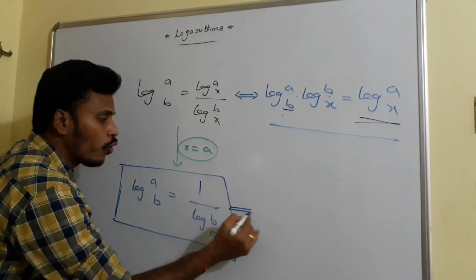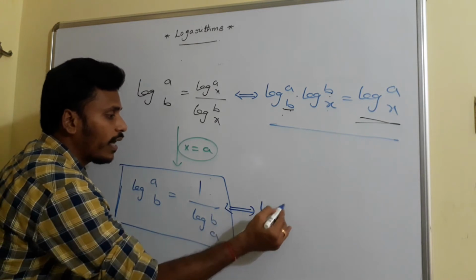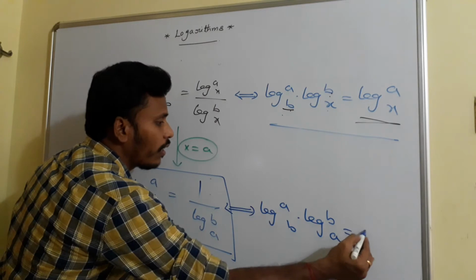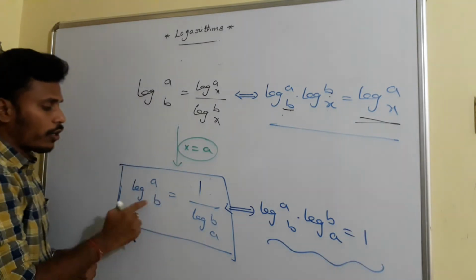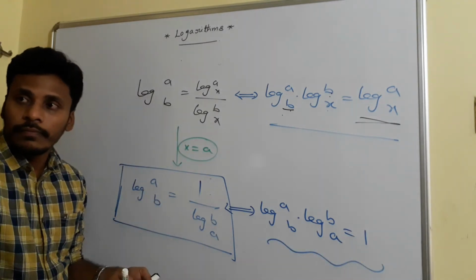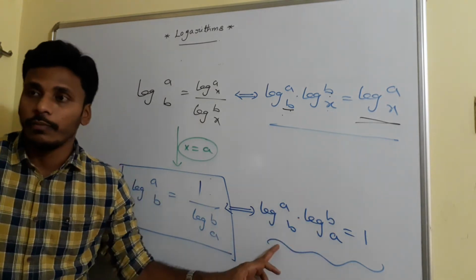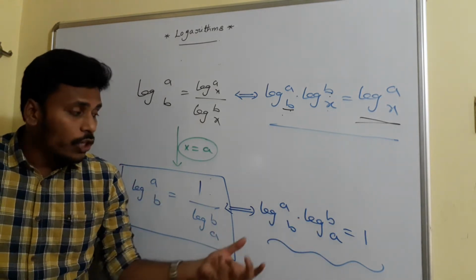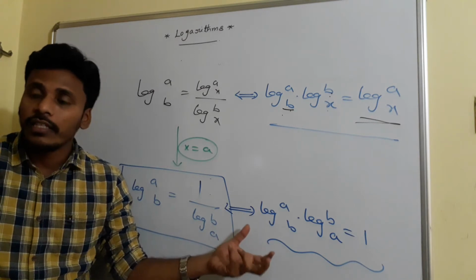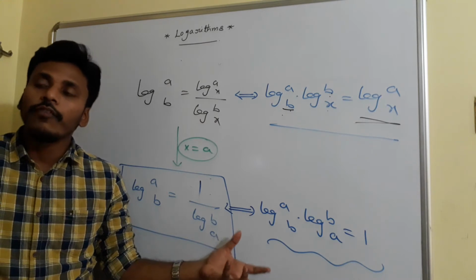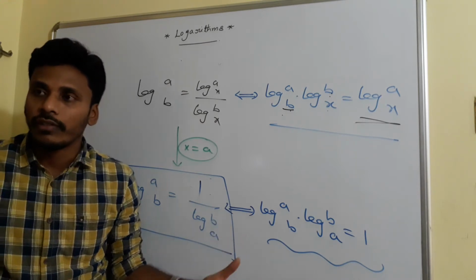And again, if you cross multiply, you will get that logarithm of a base b into logarithm of b base a is equal to 1. The product of these two logarithms is 1. See, just have a look here. This is a and that is a, this is b and this is b. By observing, you will automatically identify these types of logarithms in different situations. Then if you observe, you will automatically mention that result as 1.